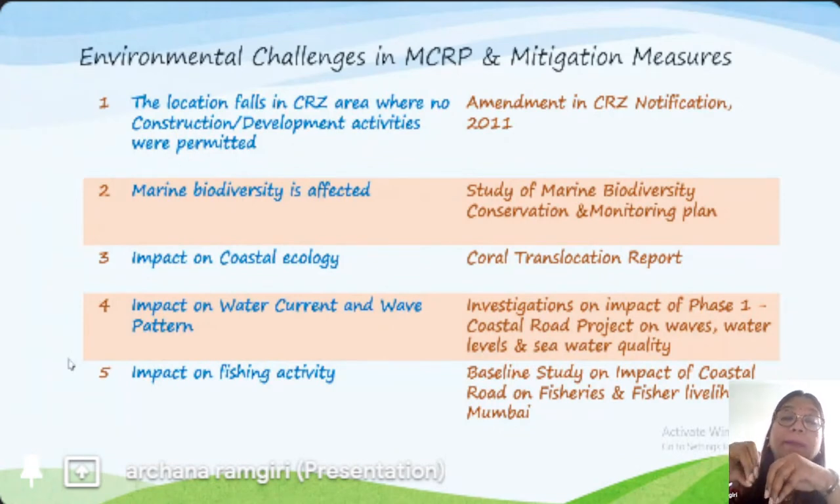There is an impact on coastal ecology. We found some corals there, and we did coral translocation. Then, to study the impact on water current and wave pattern, we appointed NIO to investigate the impact of the phase one coastal road project on waves, water levels and seawater quality. For the impact on fishing activity, we appointed CMFRI for a baseline study on the impact of the coastal road on fisheries and fisher livelihood in Mumbai. This is in brief. Now we will go into detail.